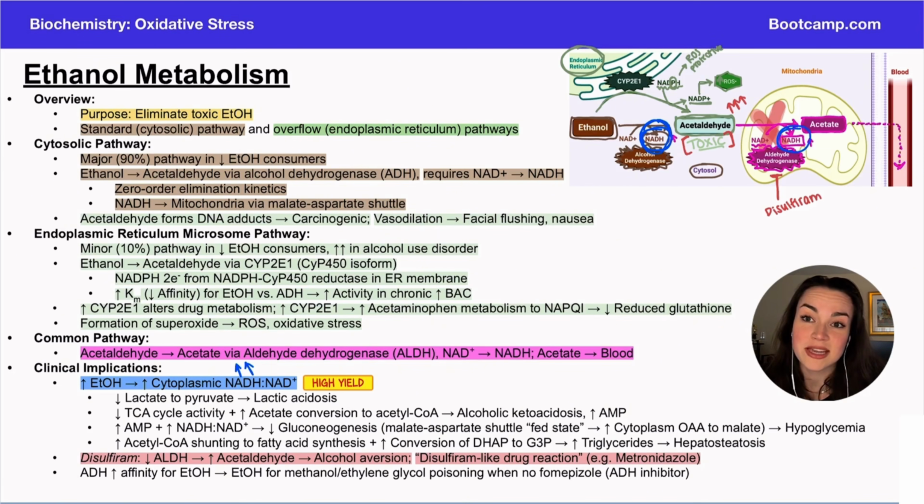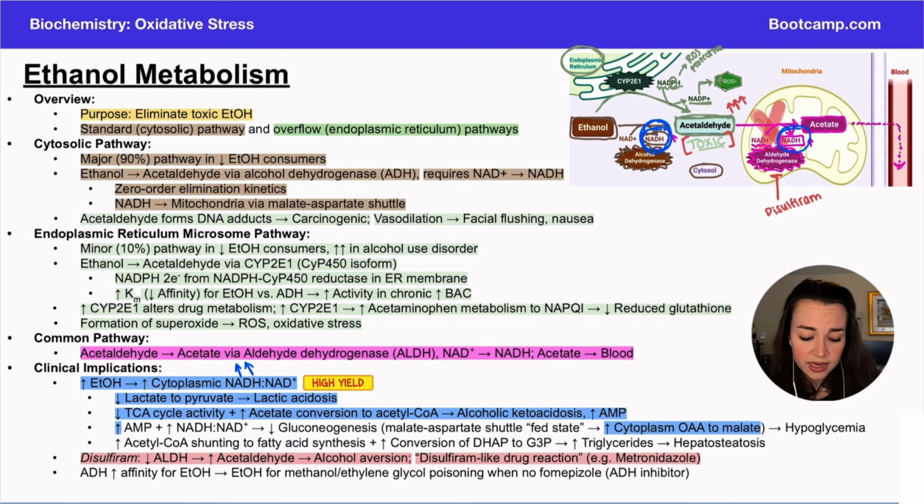First, we talked about the fates of pyruvate and how the high NADH was going to promote the formation of lactate and decrease the conversion of lactate back into pyruvate, and that led to lactic acidosis. We talked about how that decrease in the TCA cycle, because some of those enzymes were inhibited by NADH, as well as the increased acetate conversion to acetyl-CoA, favored a buildup of acetyl-CoA that needed to shunt over into other pathways, and that led to alcoholic ketoacidosis, as well as a buildup of AMP, right? And that did some weird things to gluconeogenesis.